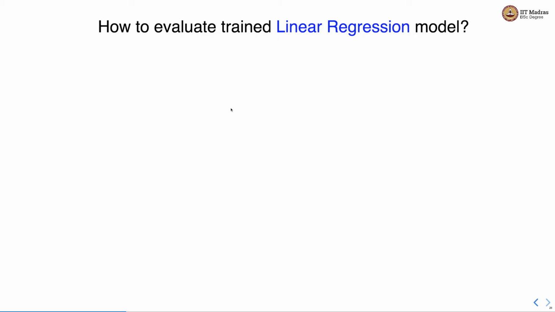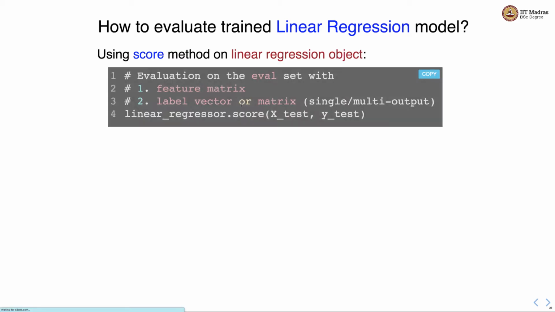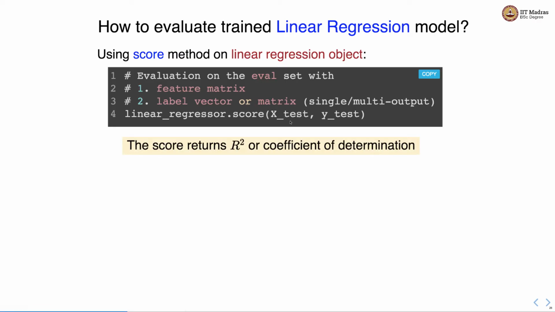So let's study how to evaluate a trained linear regression model in sklearn. sklearn provides a score method on estimator objects. We are going to use this score method for evaluating the trained linear regression model. So what we do is we call the score method on the regression estimator. We supply the feature matrix and a label vector or matrix of the test set, and the score method returns a quantity which is known as R square or coefficient of determination.